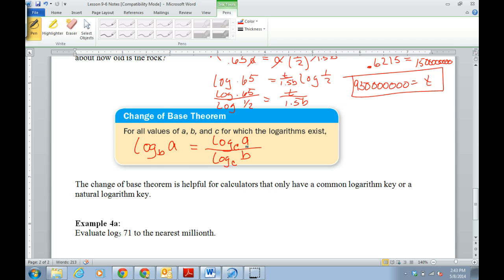Okay, so we have something in log base b. The value is a. We want to convert it to log base c instead. So I'm going to take the log base c of that value a and divide it by log base c of the base b. What if you want to make it the same as another one? So you have log base b of a and log base c, and you want to make the b into c. Yep, we're going to do something like that in just a second here.